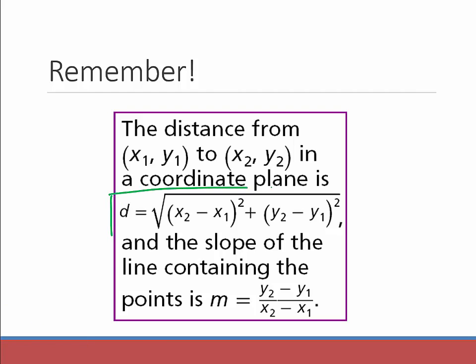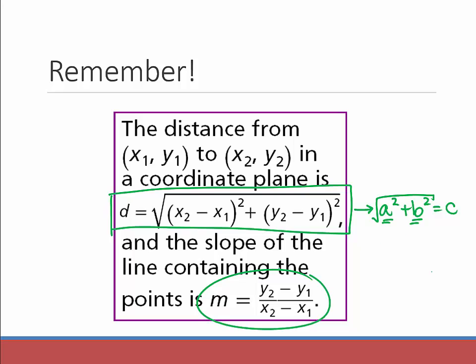So remember, the distance formula is basically just a squared plus b squared equals c squared, but we took the square root here, and then you plug in the distance. But because we have a grid to plot, we can count, and those are going to be our a's and our b's. And then remember slope, y2 minus y1 over x2 minus x1, and it's rise over run.